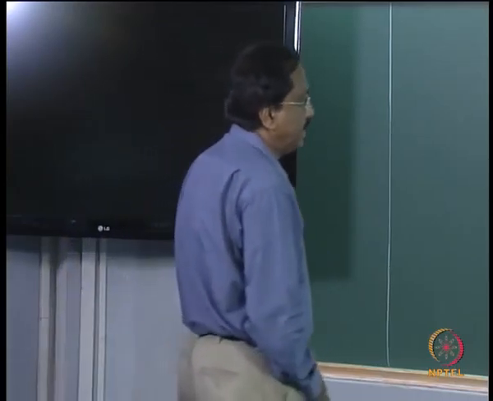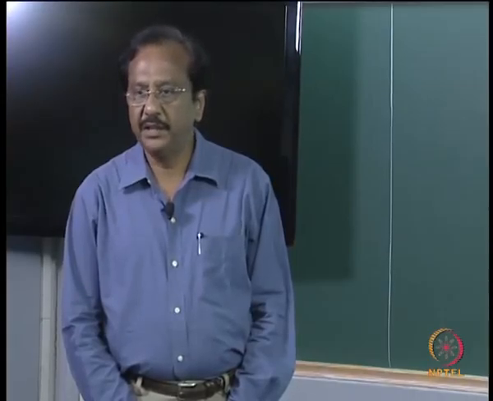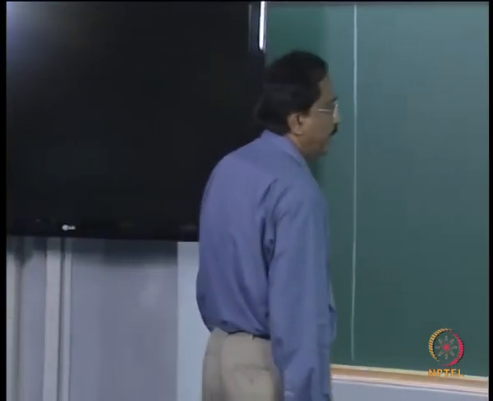When I do that, the power between any two orthogonals in transitional waters will be n into b into E into C, so only b will come into picture. You know about this, that in deep waters, what happens to sinh kd, and because you know n is given by this, in deep waters the power P naught will become half into B naught into E naught into C naught: deep water energy, deep water celerity, and the distance between the orthogonals in deep waters.